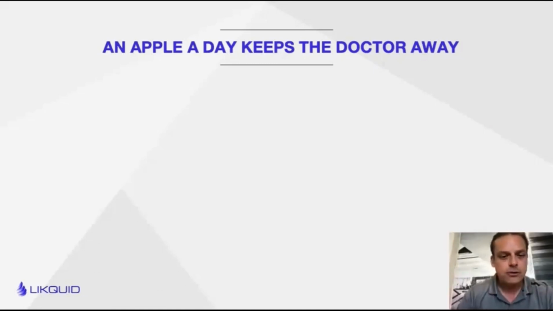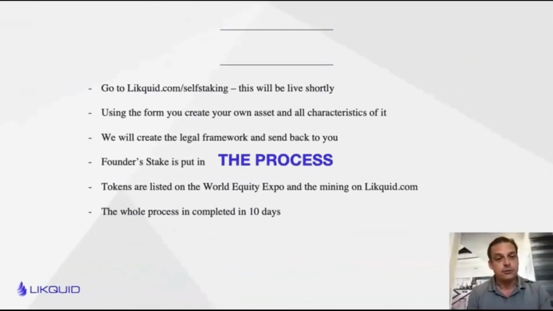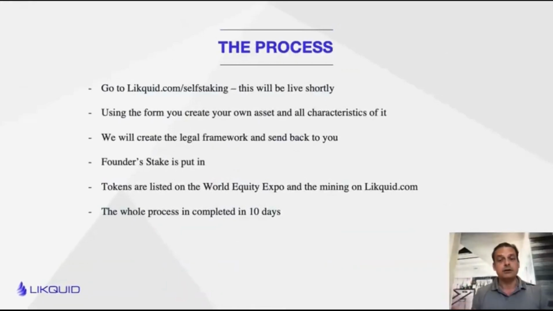Now, how does this actually work for you? What do you do now? You say, okay, I like this, I want to use it. Well, in the next few days, we're going to launch a new page under liquid.com called Selfstaking. There will be a form where you can list all the characteristics of your asset and how you want to do this. And we create the bond and a legal framework and send it to you to approve. When you do that, you put your founder stake in, and we list the World Equity Expo tokens, and we start mining liquidity. It takes about 10 days.